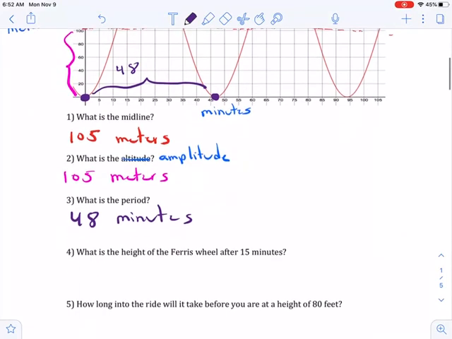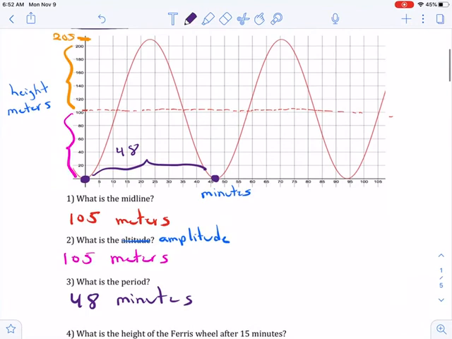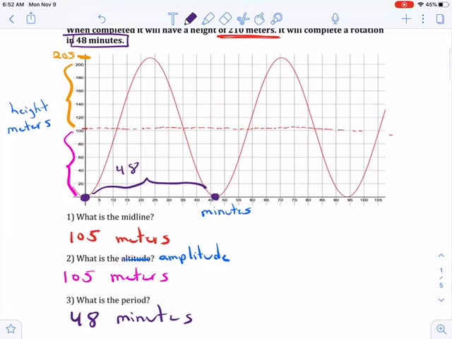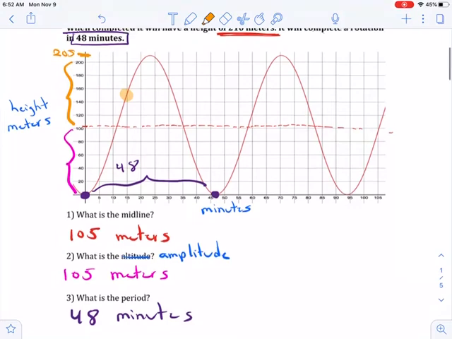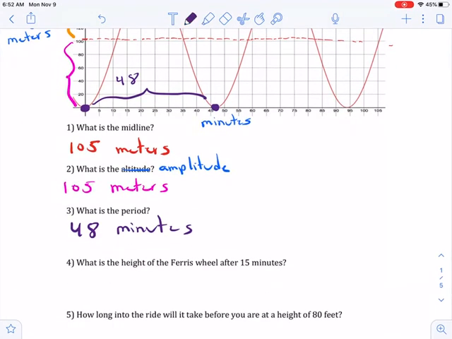What is the height of the Ferris wheel after 15 minutes? Well, we don't have an equation, so the best we can do is look on our graph and say, okay, at 15 minutes, I end up at this location here, and that looks pretty much like 150 meters. So I will just say that.